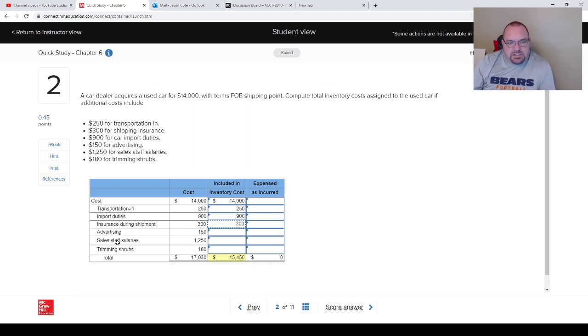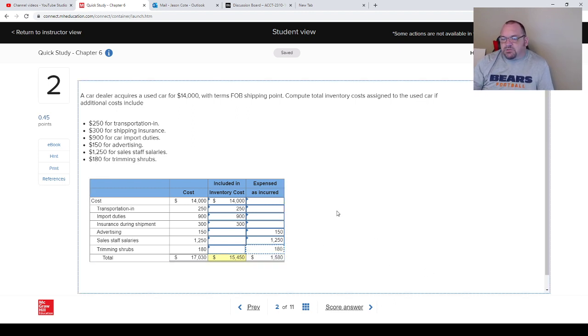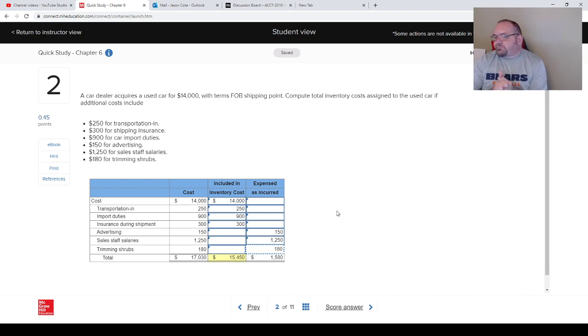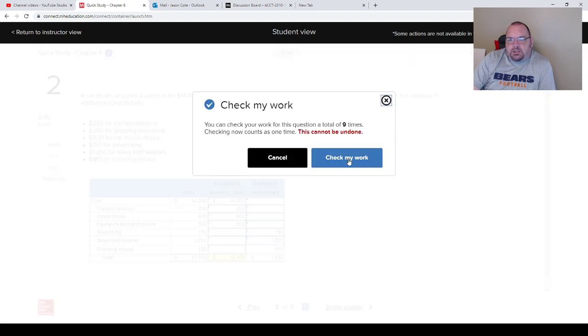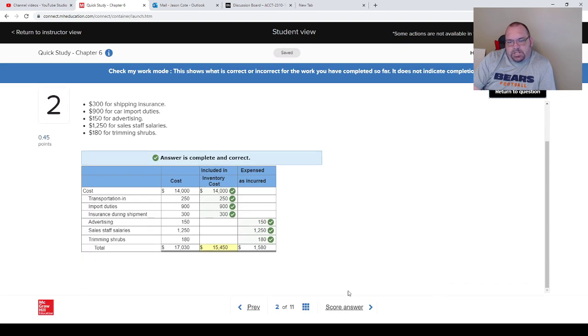$300. And now these next 3, though, they don't necessarily relate to that specific vehicle. Or if they do, it's like a selling expense or something like that. We got the advertising for the whole car dealership, which would just be an expense. So would the salaries for the employees, and also the shrubs is more of an administrative type of a thing, right? So there's that one there. So there is number 2. That should be good and ready to go. All right.